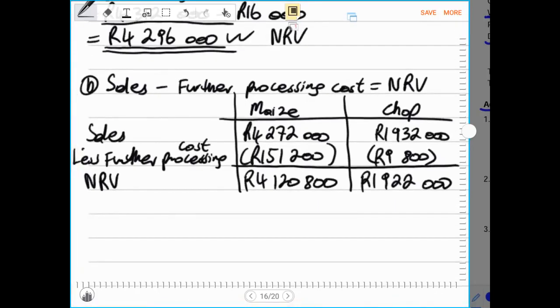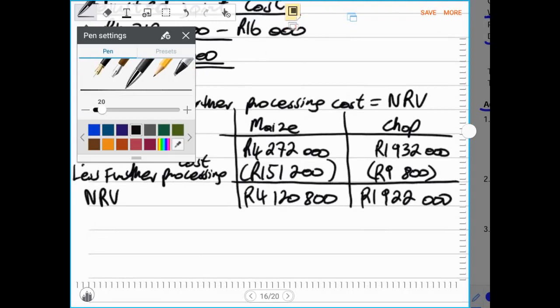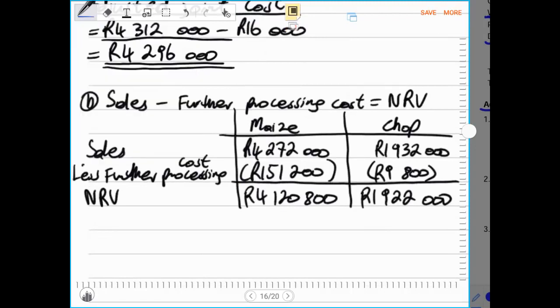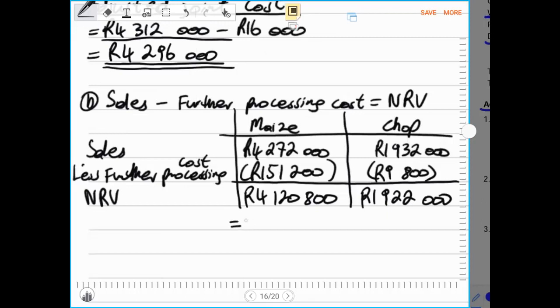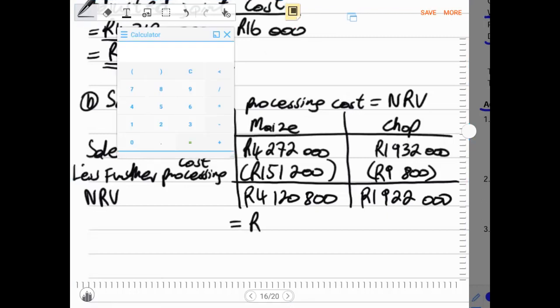So now we need to allocate our joint cost. Remember, our joint cost was an amount of 4,296,000. So now we are allocating that figure. And how are we allocating that figure? We are allocating using our net realizable value as the base of allocation. So let us first get the total of our net realizable value for the two products.